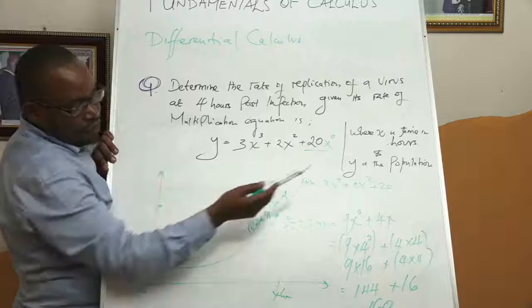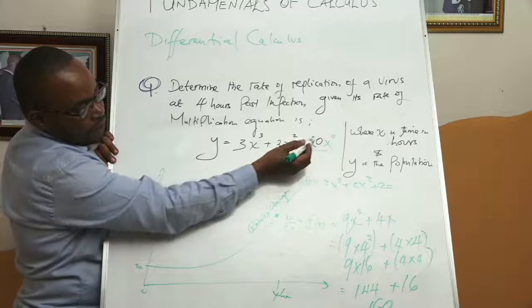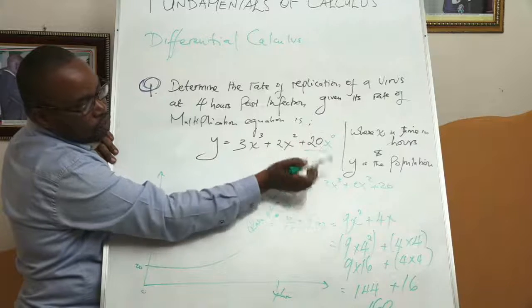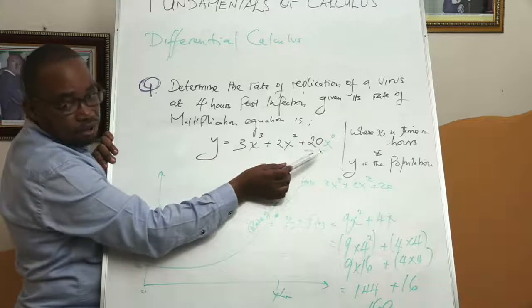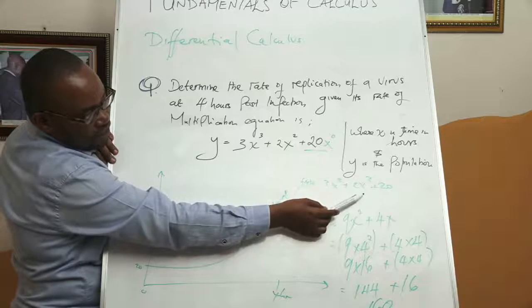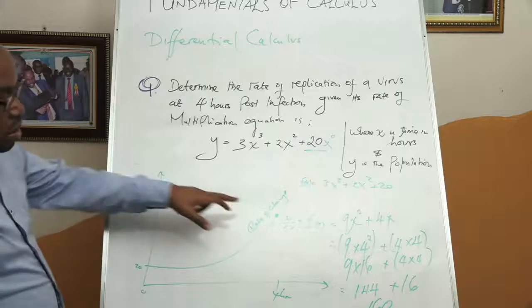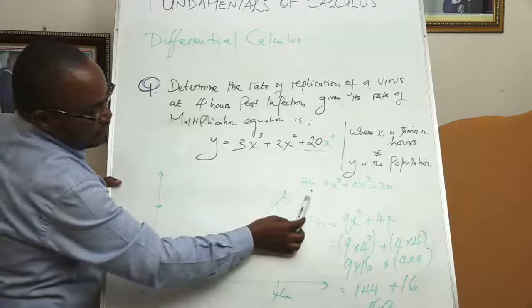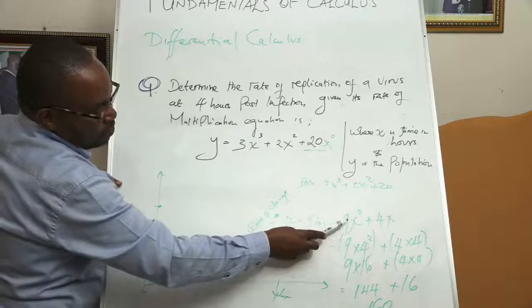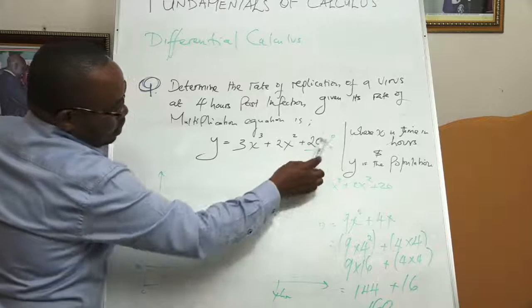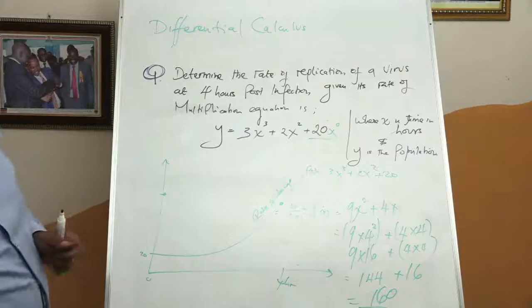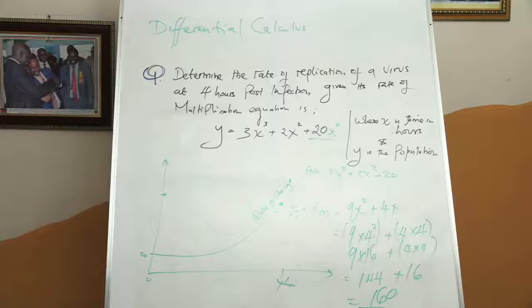So when we now use our power rule, and we bring 0 in front of 20, you do 0 times 20, and anything multiplied by 0 will be 0. So any constant, when we differentiate, will become 0, and therefore we don't write it when we are differentiating. Therefore our derivative becomes 9x squared plus 4x. This one is cancelled because the 0 multiplied by 20 is 0. Is it understood, Felipe? Understood.